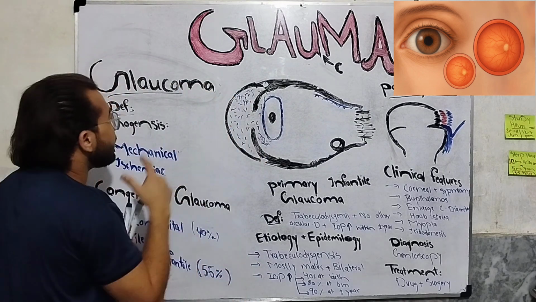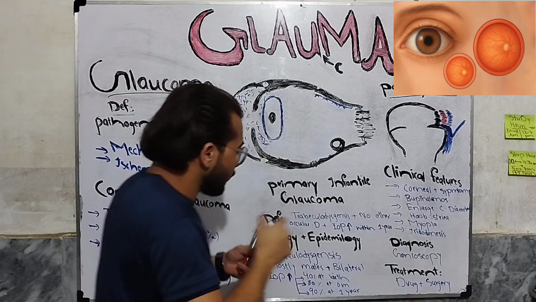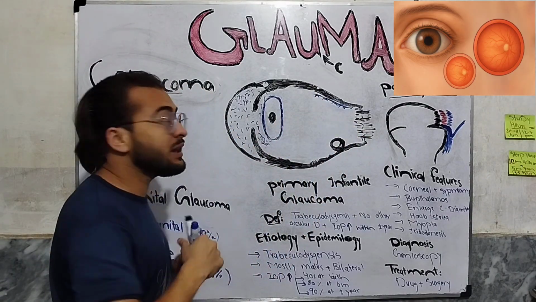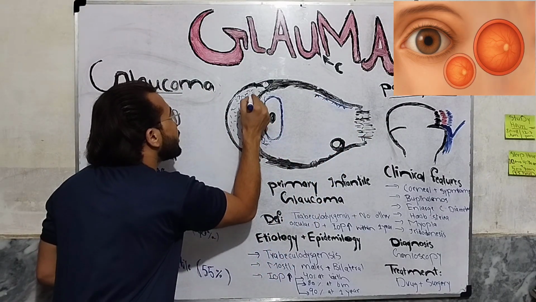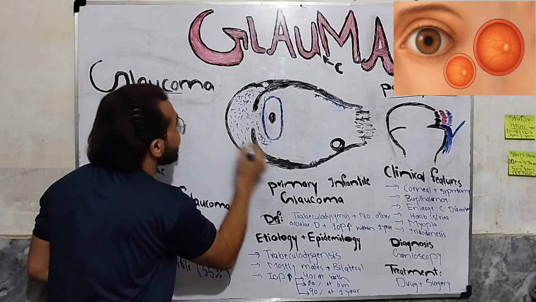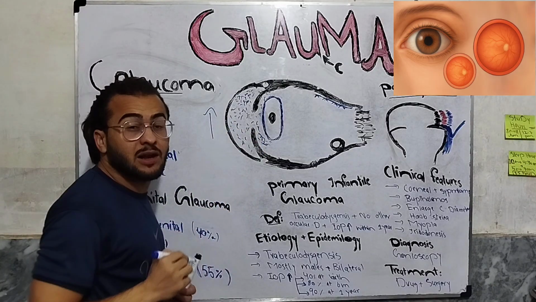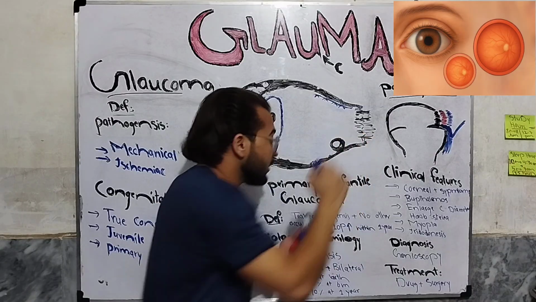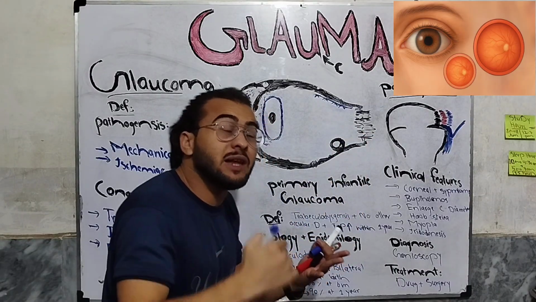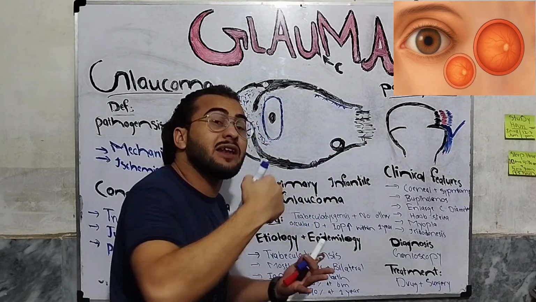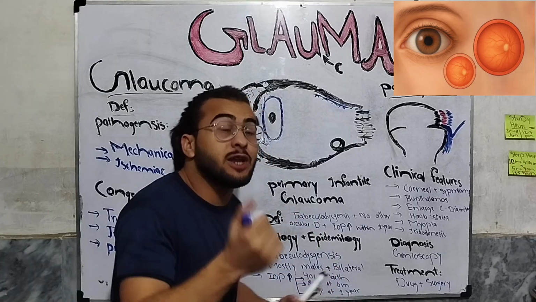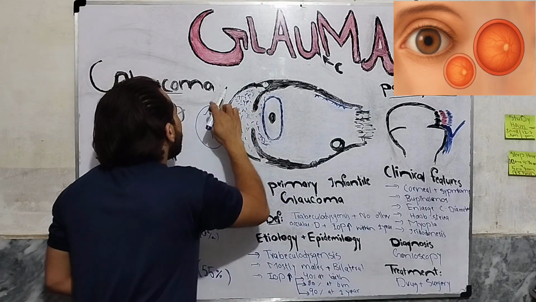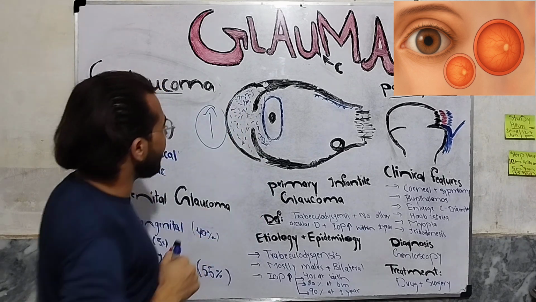defects. Remember, it can occur with any cause, but the most common cause of this optic neuropathy is the increased intraocular pressure. Okay, the increased intraocular pressure is the most common cause. That's why we can also define it as a progressive optic neuropathy with disc changes and associated field defects due to the increased intraocular pressure. Okay, because of its most common cause.